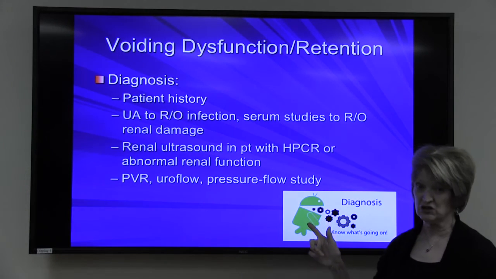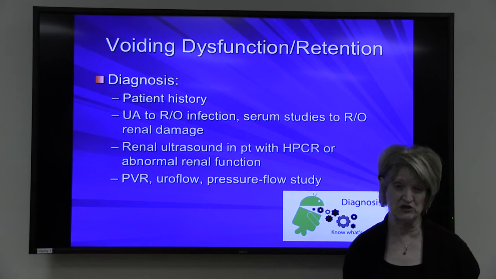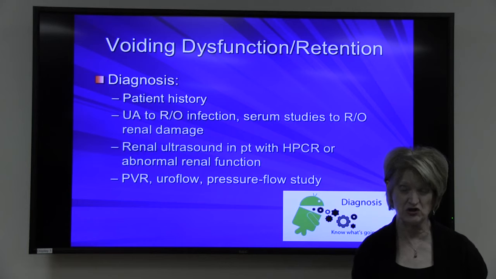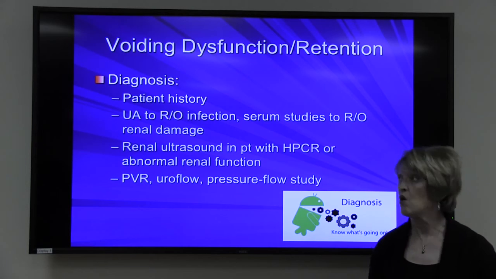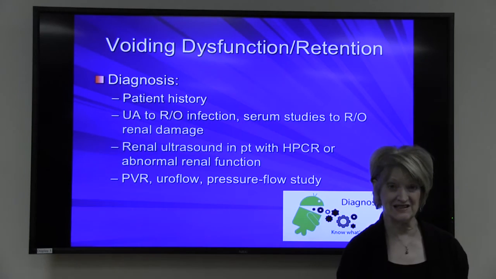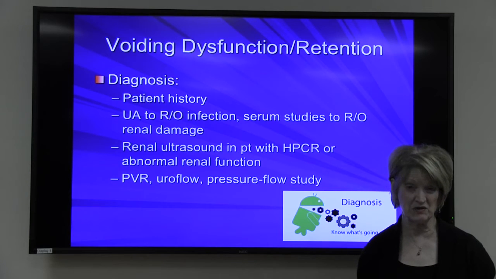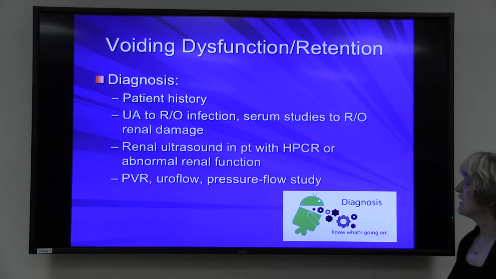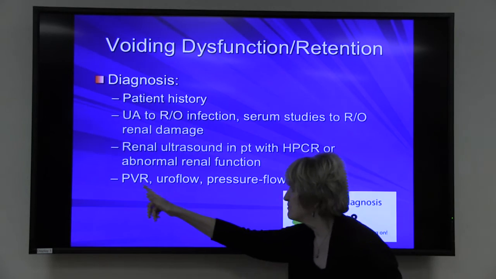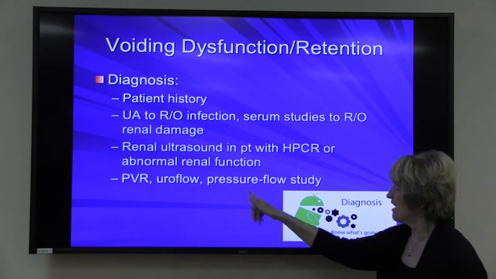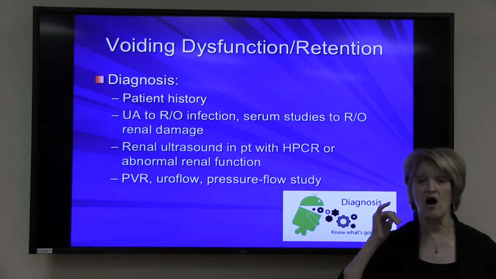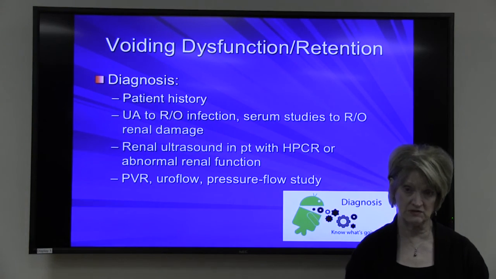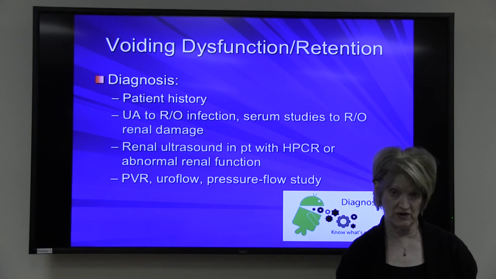If I have a patient and I'm concerned about renal damage because they have a clinical picture that's consistent with high pressure chronic retention, or if their serum studies indicate renal damage, I'm going to do a renal ultrasound. I'm looking for hydronephrosis. And I should have put this in bold because these are the things that always get done. You're always doing a post-void residual if you have any reason at all to suspect voiding dysfunction retention.